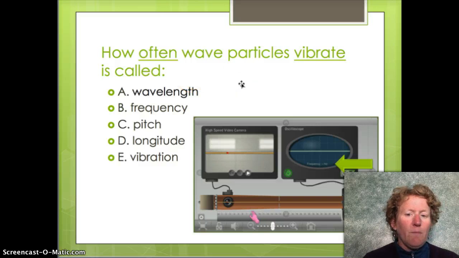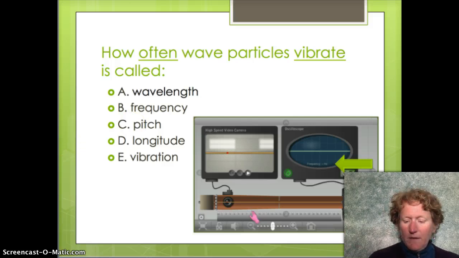How often wave particles vibrate, or how often a wave goes by, is called what? We measure it in hertz. That's the frequency, and hertz, of course, is in cycles per second.